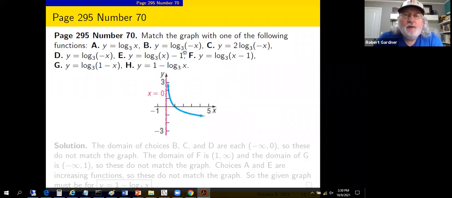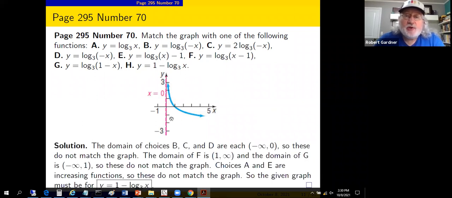Let's do another one. Match the graph with the function. Okay, this time we've got a decreasing function. It might be useful to note the domain is positive real numbers. The domain of choices B, C, and D are negative real numbers.